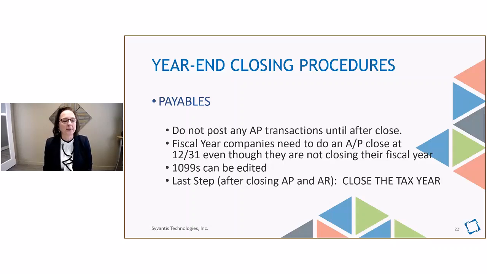And then the last step after you've closed AP and AR is you can close the tax year. And why do you do that? To make sure that your taxes are all up to date for sales and use tax.